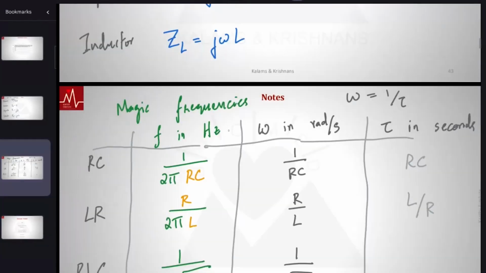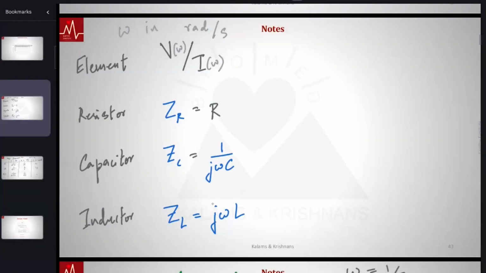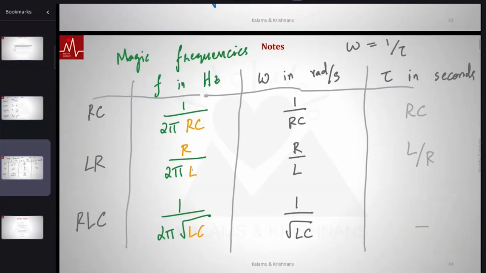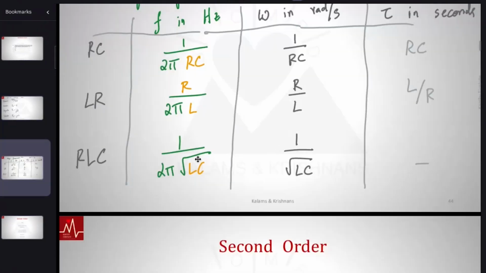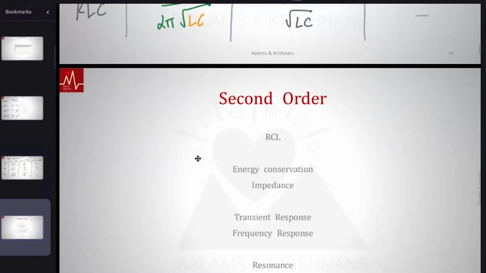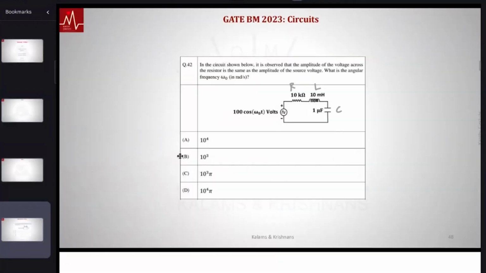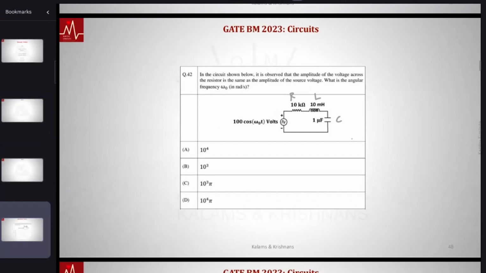So the first thing is, I'll show you how to solve that using impedance. I'll also show you how to solve that using magic frequency, or rather, let's use a magic frequency and guess if it works. Let's see if we're also getting the right answer. So this is an RLC circuit. They are asking for angular frequency when the voltage across the resistor is same as the voltage across the source. At which frequency that happens, we actually technically don't know.